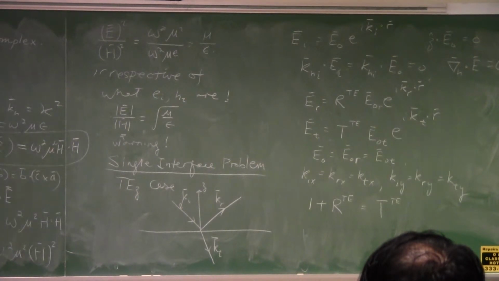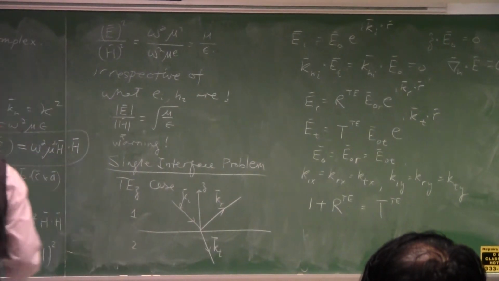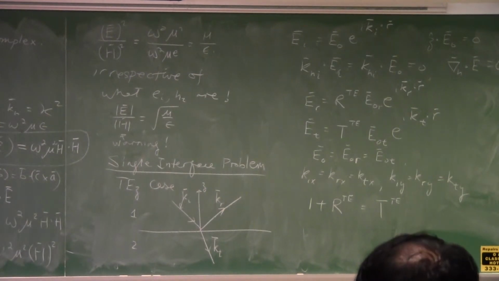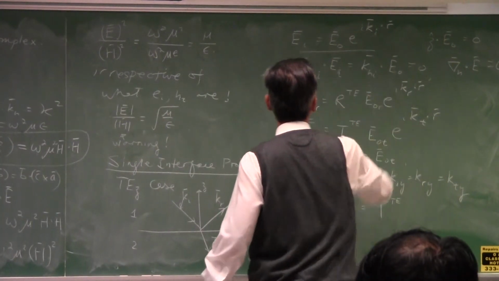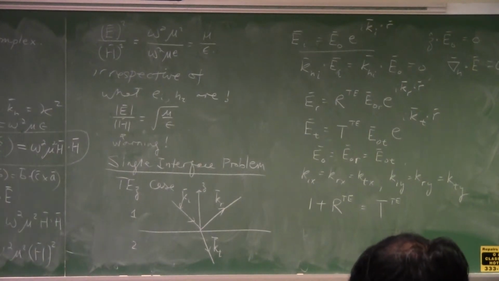And if I call this region 1 and this region 2, then I have H1, the field in region 1, must be equal to KIE cross E naught over omega mu 1, e to the I KI dot R. Okay, that is the first term, which is this first term over here. The magnetic field that corresponds to the first term.